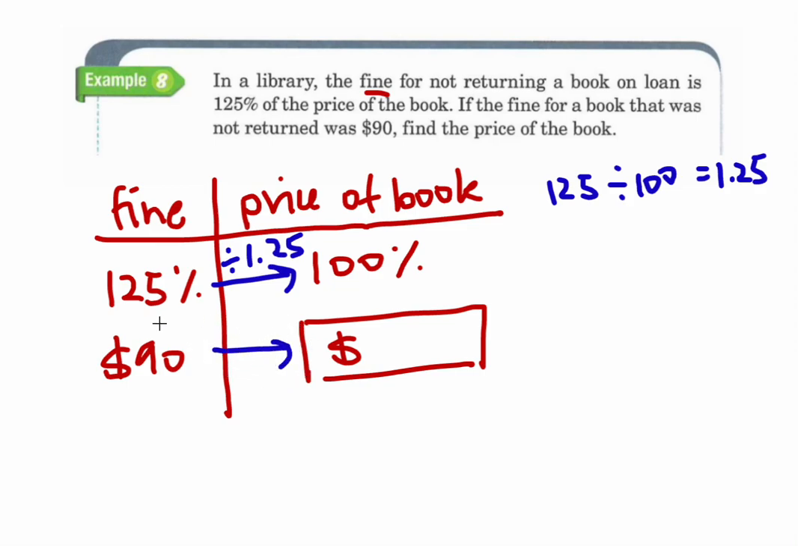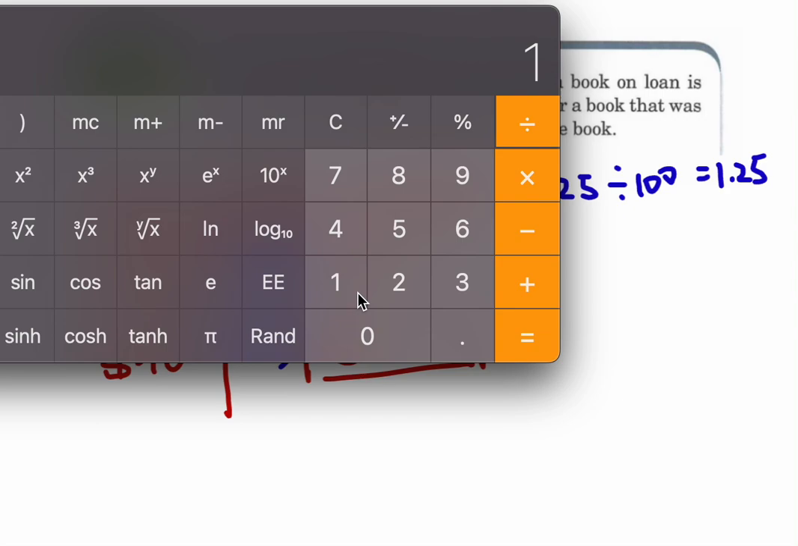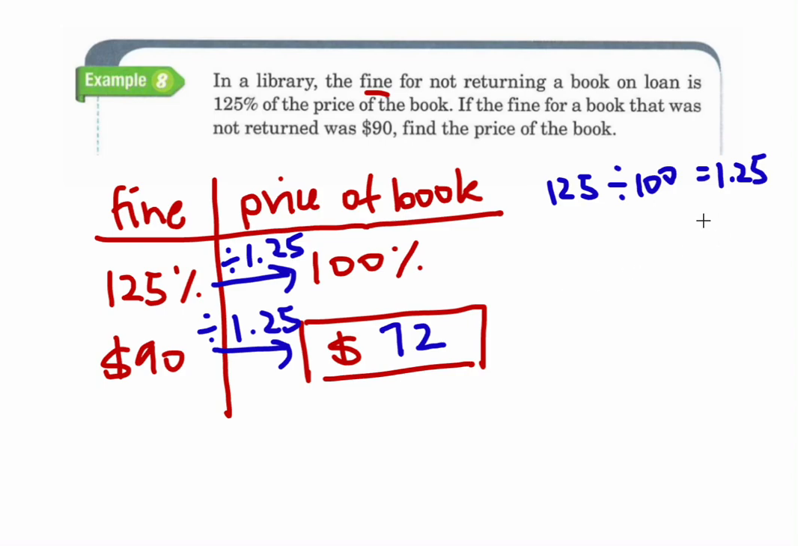And so then that means going this way for the dollar amount, I'm going to follow the same pattern. 90 divided by 1.25. And that's $72. So if the fine was $90, the actual price of the book was $72. Why? Because they want the price of the book back so they can buy a new one. And they want to fine you for being late. So that's why it's 125% of the original price of the book. They want the money and they want a little bit more as, I don't know, a consequence for you not returning it on time. Okay, so that's the table method.